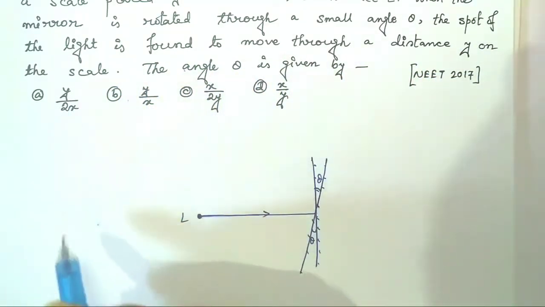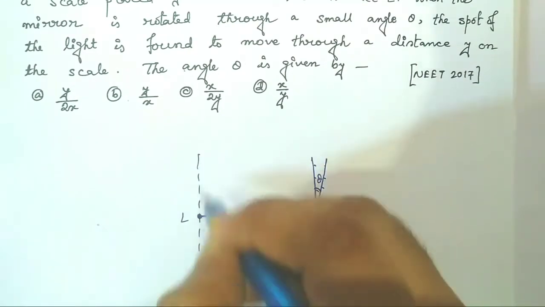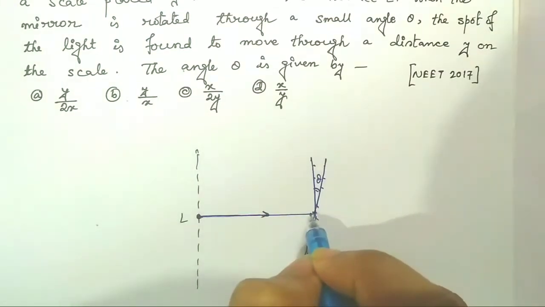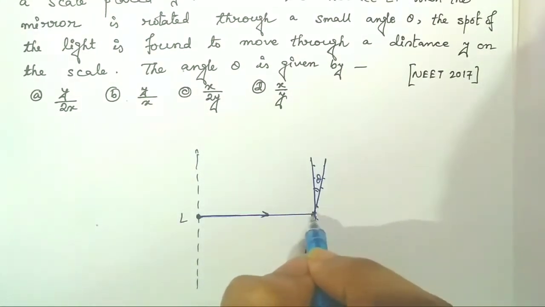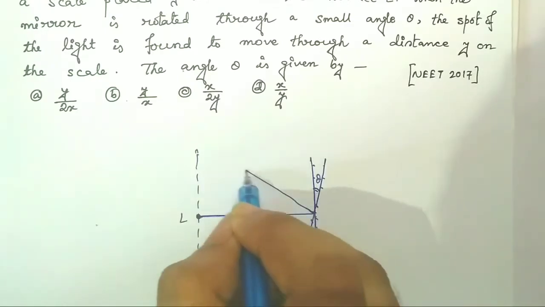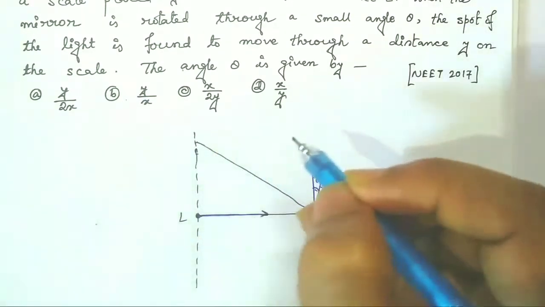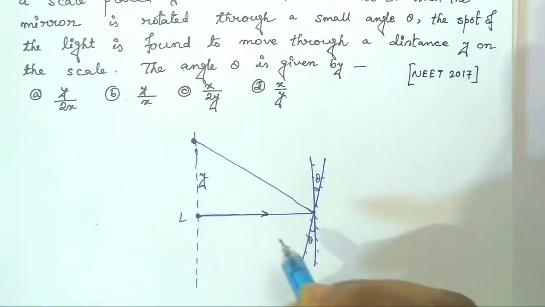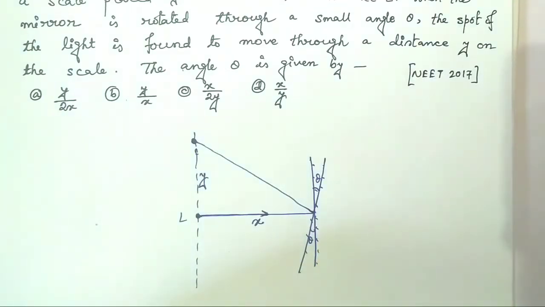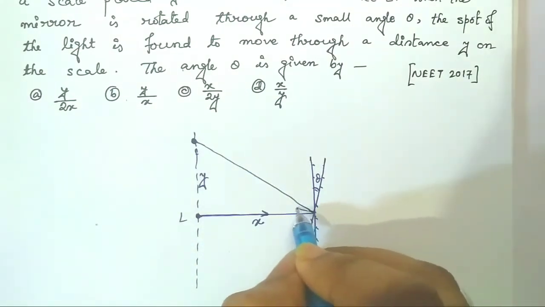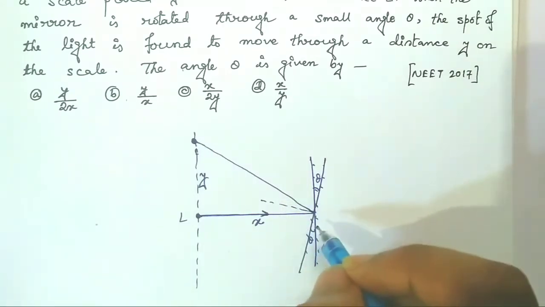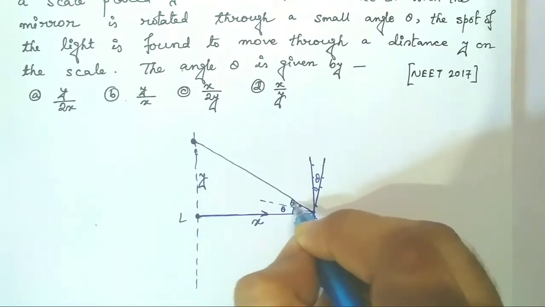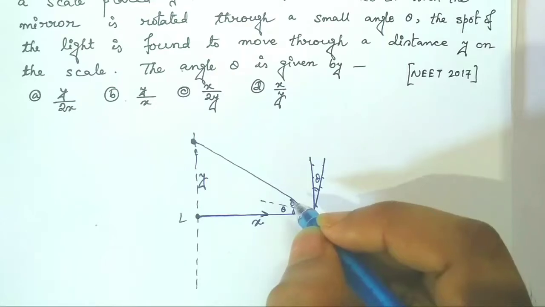on the scale. This is my scale and the light from this source is going from this path. After reflection, the light spot moves through a distance on the scale. This distance is y and this is my light spot. This distance is x according to the question. This is the normal to the plane of reflection, and from the law of reflection we know the angle of incidence is equal to the angle of reflection, and both should be equal to theta.